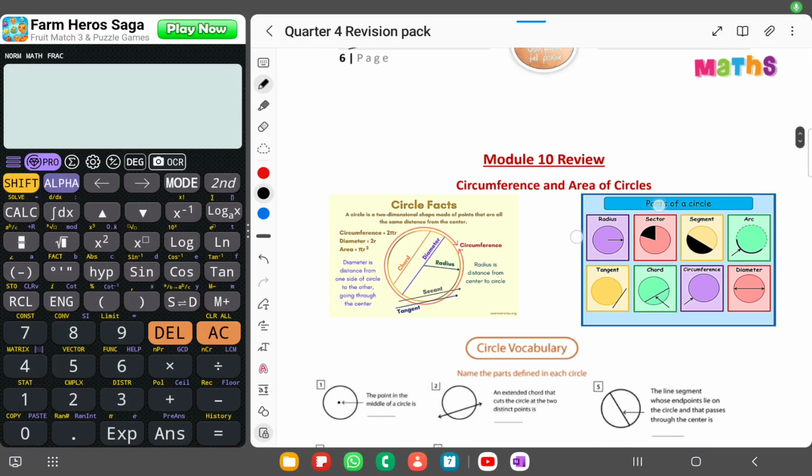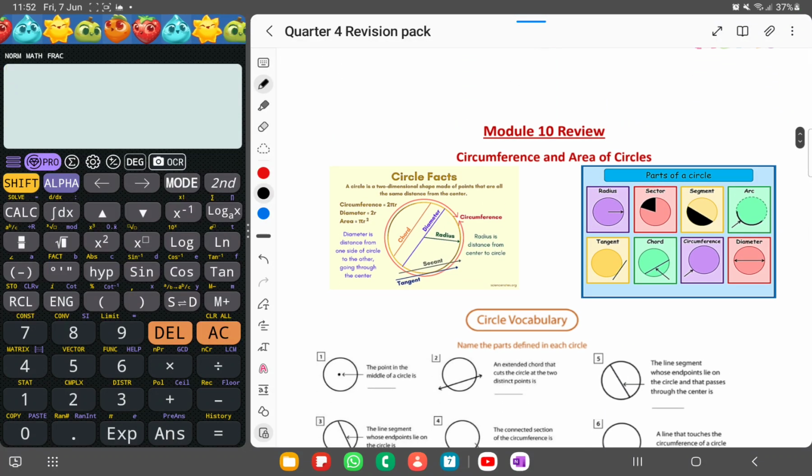Inshallah, we're going to start Module 10, circumference and area of circles.